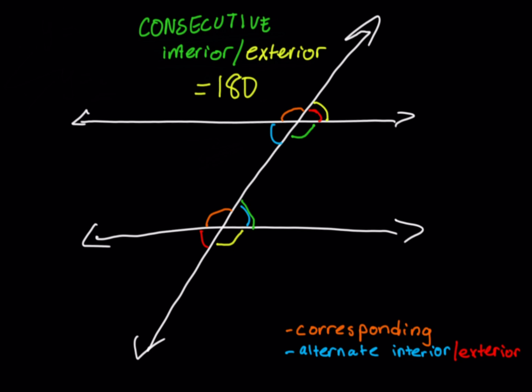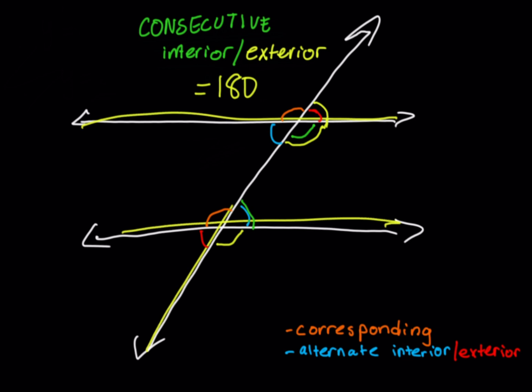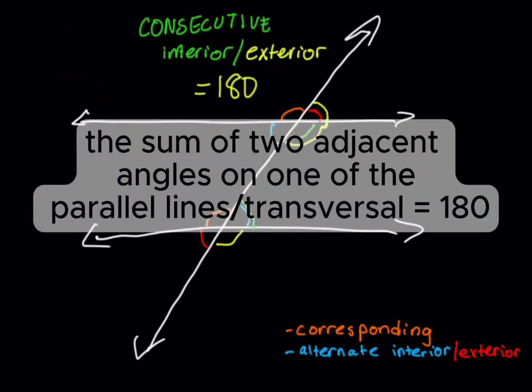Going back to adjacent angles, if we look at this angle right here, that would be a corresponding angle to this angle right here, and that angle is adjacent to that one. So it would equal 180 because these are parallel lines and the transversal is intersecting the parallel lines, which makes it 180.